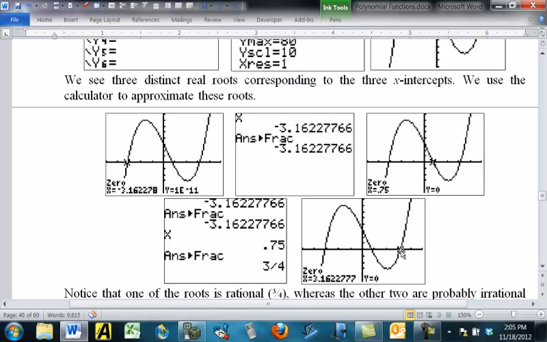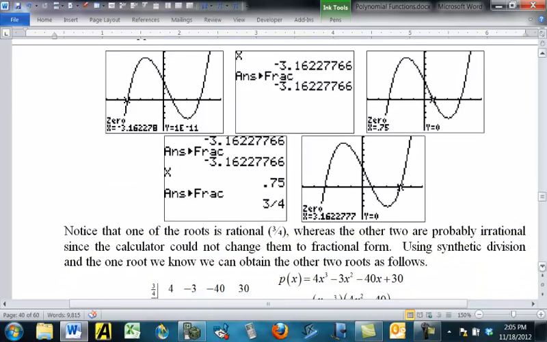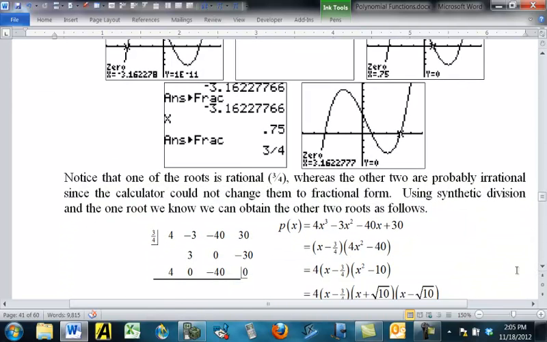Let's try these others. Well, trying this one here, we get 0.75. That's 3/4, so we know that one for sure. And then this one, hey, look at that. It's the opposite sign of that one we came up with earlier. But we do know that 3/4 appears to be exactly one of the roots. So now we can do synthetic division and get the depressed polynomial here.